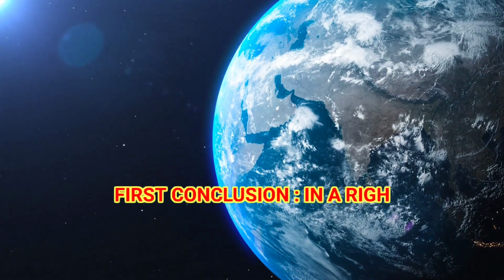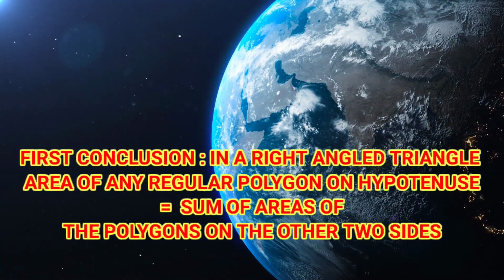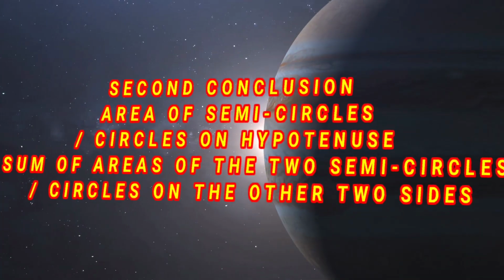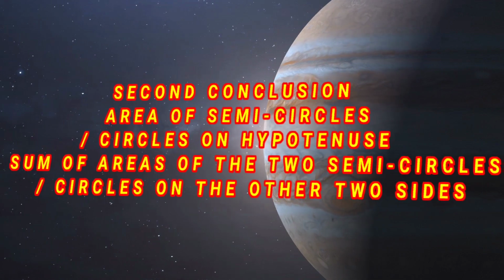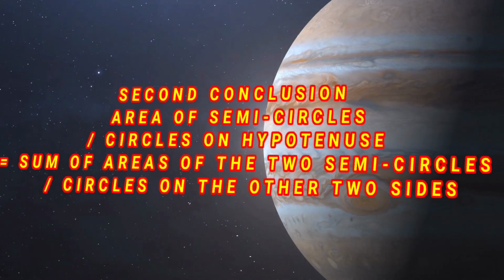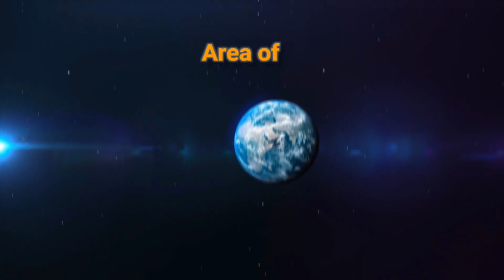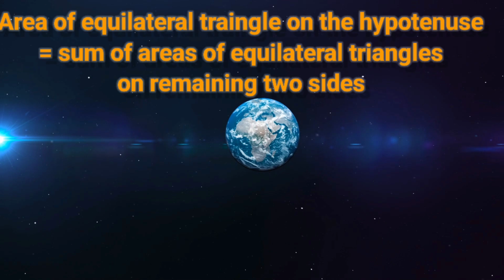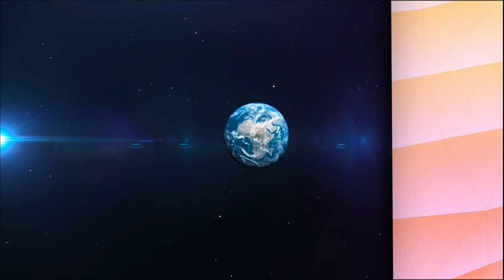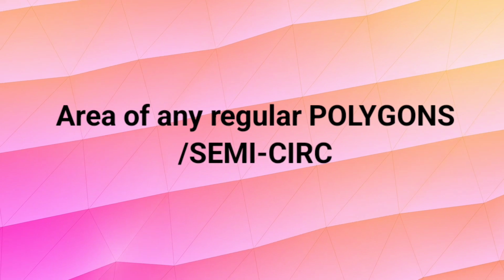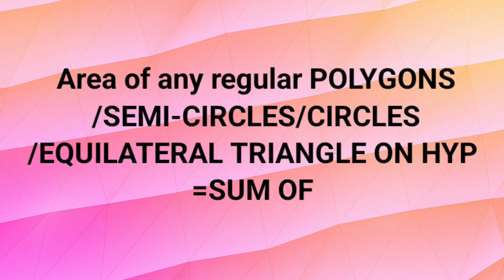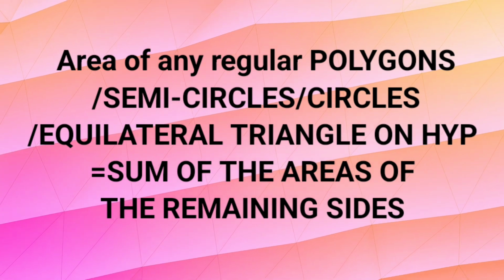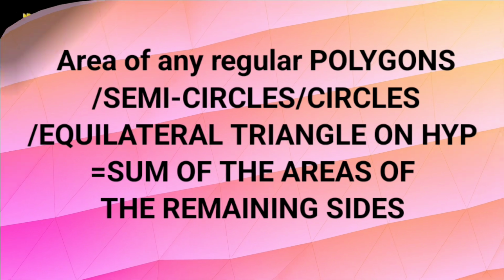After seeing this video, we can conclude that in a right angle triangle, the area of any regular polygon on the hypotenuse is equal to the sum of the areas of the polygons on the other two sides. Second conclusion is the area of a semicircle or circle on the hypotenuse is equal to the sum of the areas of the semicircles or circles on the other two sides. Area of an equilateral triangle on the hypotenuse is equal to the sum of the areas of equilateral triangles on the remaining two sides. Thus, the final conclusion is the area of any regular polygon, semicircle, circle or equilateral triangle on the hypotenuse is equal to the sum of the areas on the remaining two sides. Of course, needless to say, of the same type of polygon.